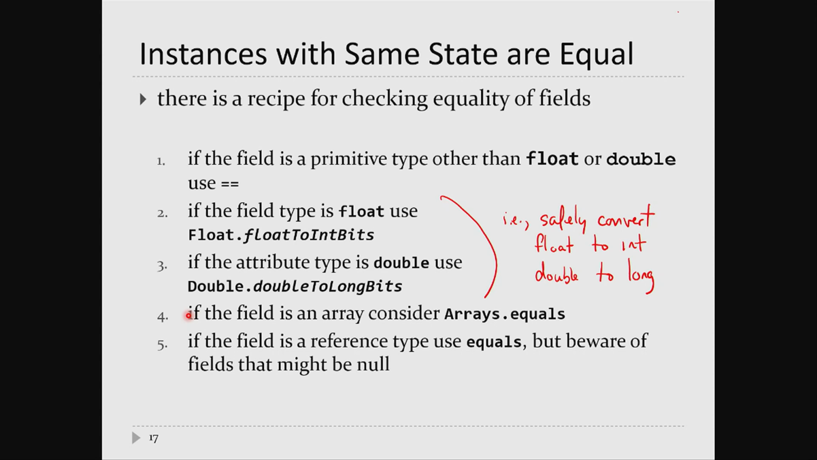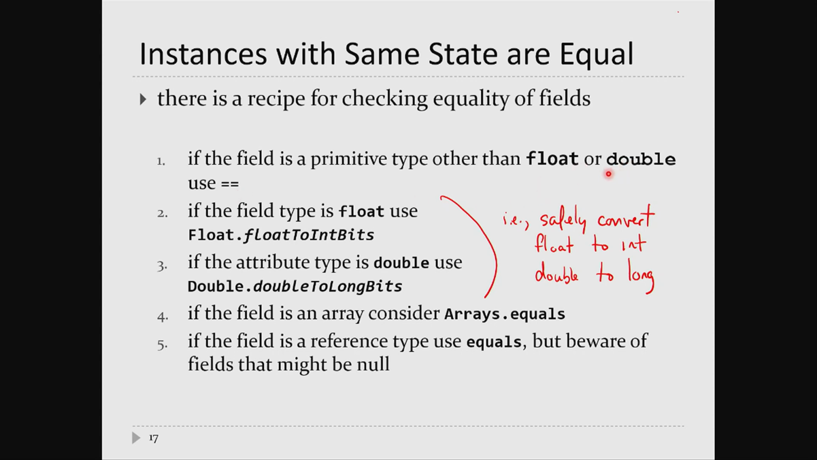Okay, so how do I check now if all the fields are the same? Do all the fields have the same value? There's a recipe for doing this. This is one of the reasons why there were so many different ways of implementing equals, but if you just blindly follow the recipe, everything works out fine. So if the field is a primitive type, and it's an integer or a Boolean, you just compare the fields using equals equals.